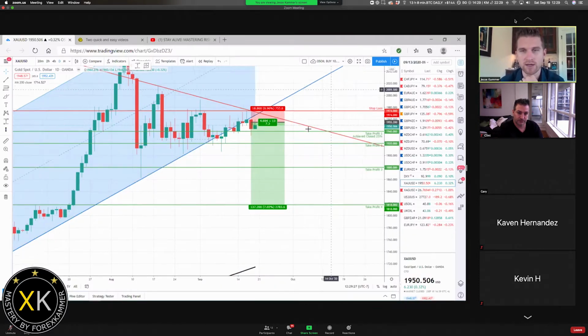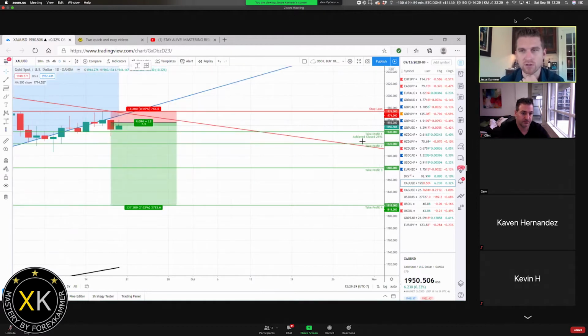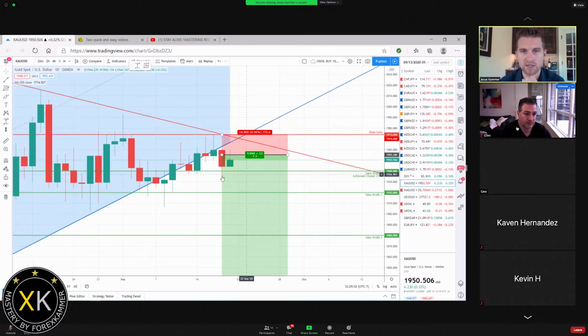So we are still in slight profit from our original entry. Right, came down, hit take profit 1, came up, had a retracement. I got short again at 1945 area, and then we pretty much saw it just completely go against us.